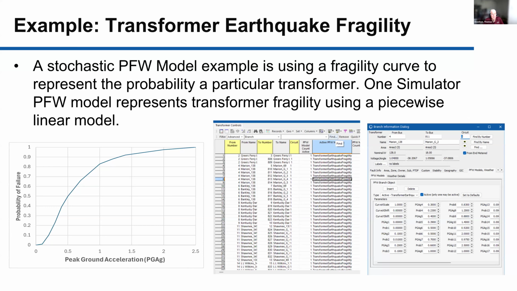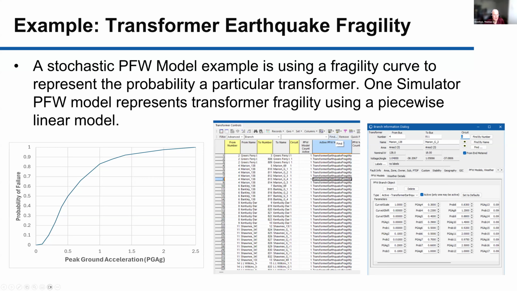And in a stochastic PFW model, an example would be a fragility curve. With a fragility curve, the x-axis again has some external input. In the example on the left there, the input is peak ground acceleration expressed in units of gravity. And then the y-axis is the probability of failure. If this, in this case a transformer, were to experience the specified PGA, the y value tells you the probability of failure. And in the first example, I'm going to assume the PGA is 0.5.